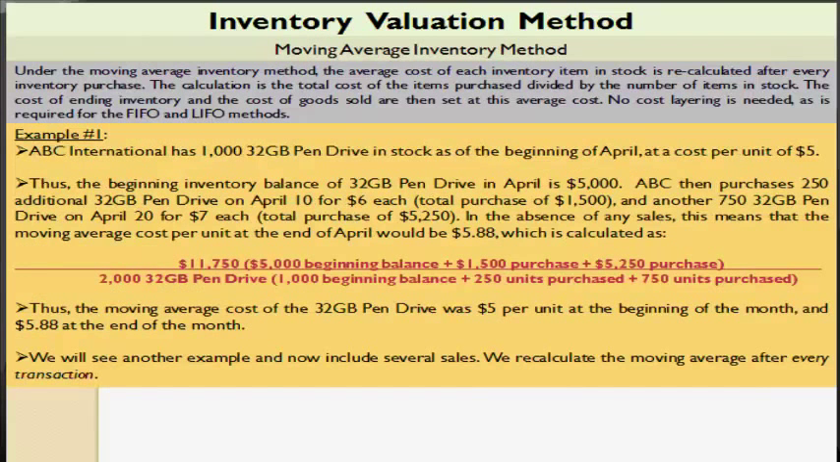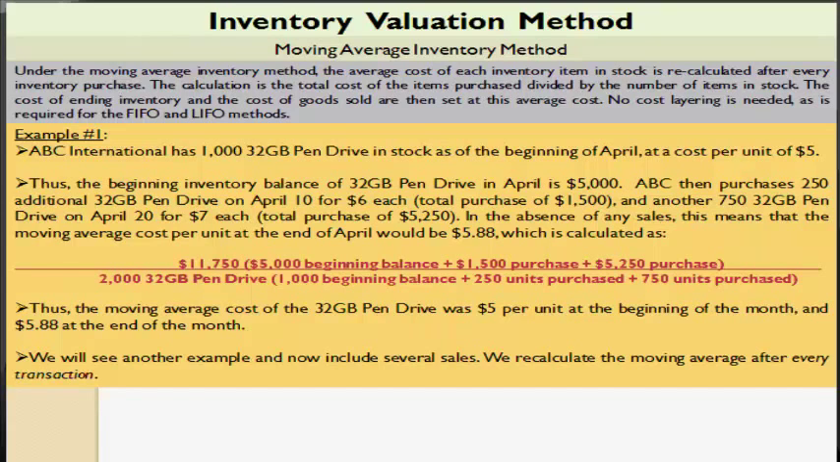Let us understand first the moving average inventory or valuation method. Under the moving average inventory method, the average cost of each item in the stock is recalculated after every inventory purchase. The calculation is the total cost of the items purchased divided by the number of items in the stock. The cost of the ending inventory and the cost of the goods sold are then set at this average cost. This is very different from FIFO or LIFO, which stand for first in, first out and last in, first out. Let us understand by an example.